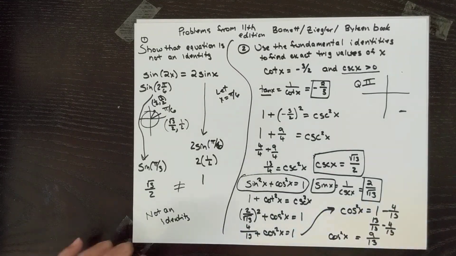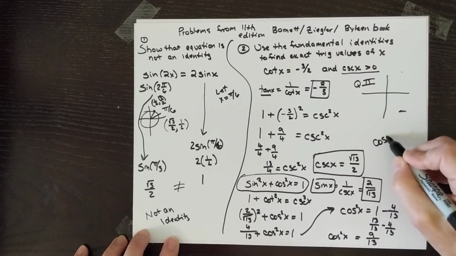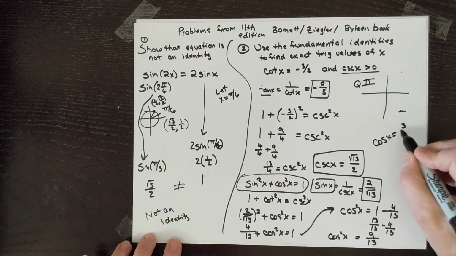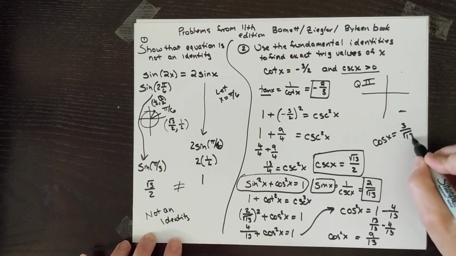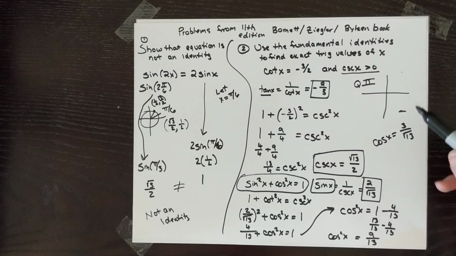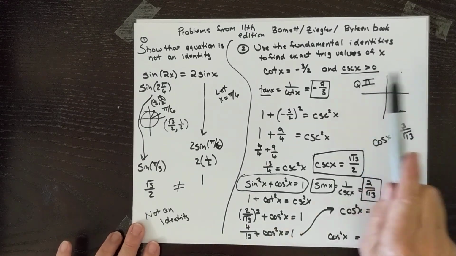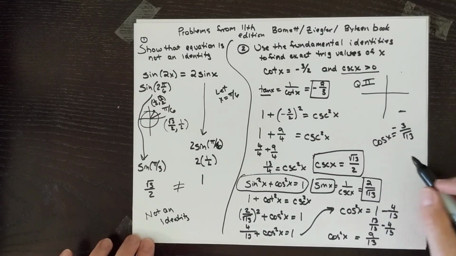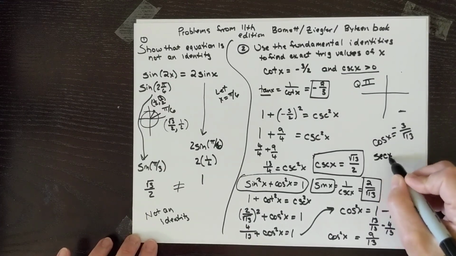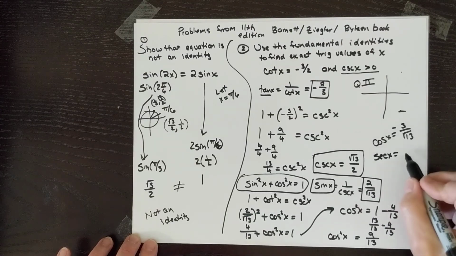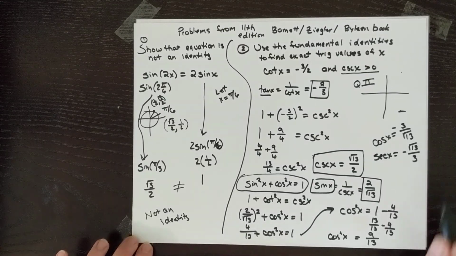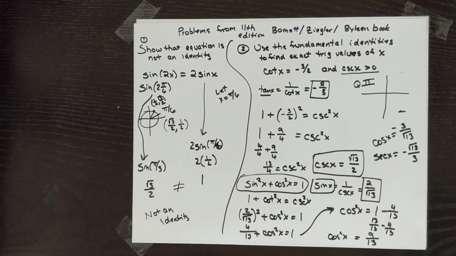When I take the square root of both sides, I will get that the cosine of x is equal to plus or minus the square root of 9, which is 3, over the square root of 13. It's either going to be plus or minus. I'm in quadrant 2, which is on the left side of the y-axis, which means that this is negative. The last trig value I need to find is secant. The secant of x is the reciprocal of cosine, so this is going to be negative the square root of 13 over 3. So there's how you can use the fundamental trig identities to find all 6 trig values.